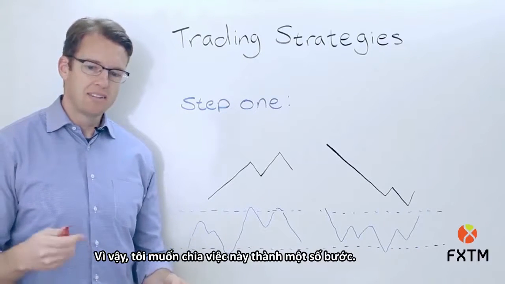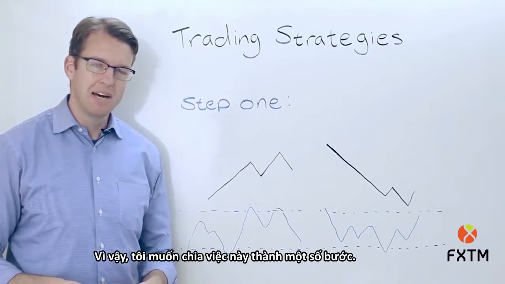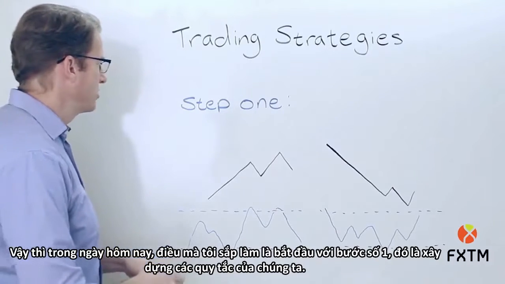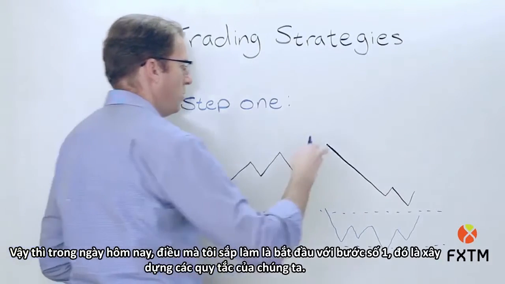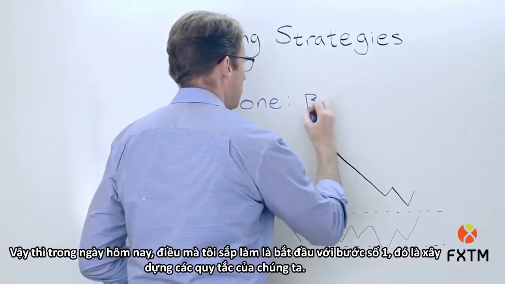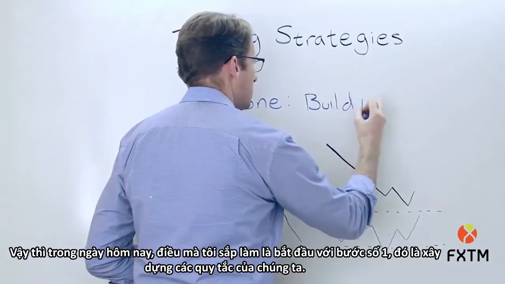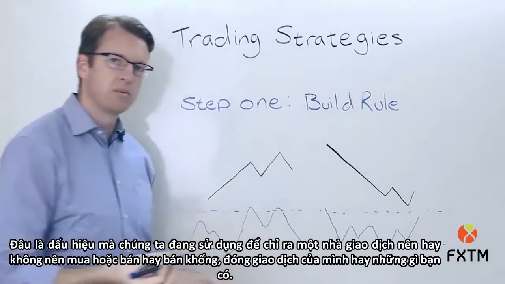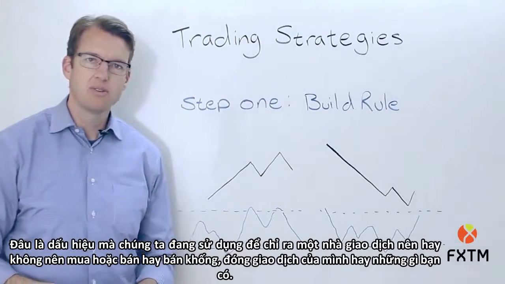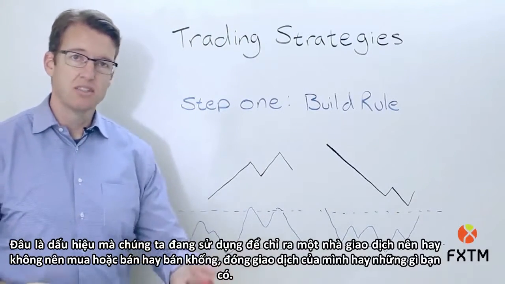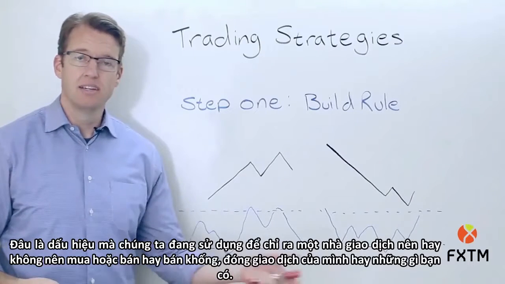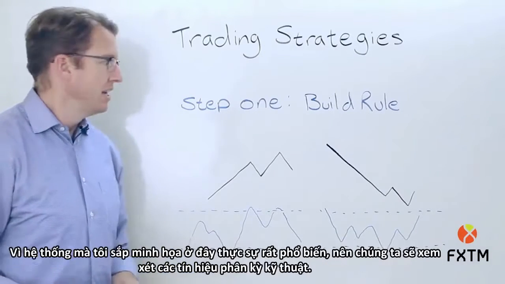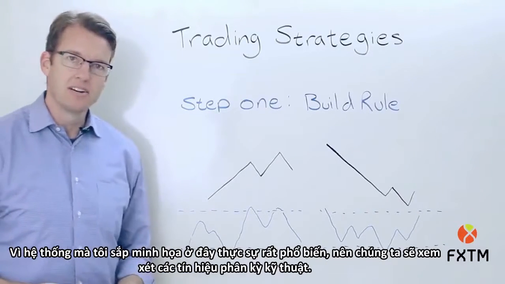So I like to separate this up into a couple of steps. Today we're going to start with step number one, which is to build our rules. A rule set is just: what is the strategy? What is the signal that we're using to indicate whether or not a trader should be buying, selling, shorting, closing their trade, or what have you? Now, the system that I'm going to illustrate here is actually a very common one.